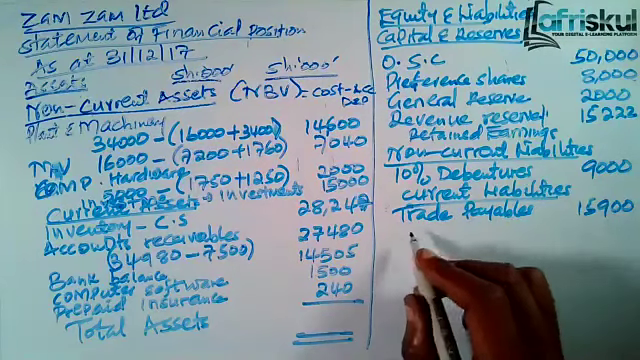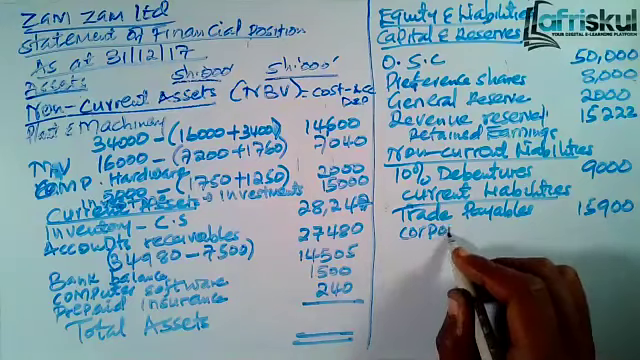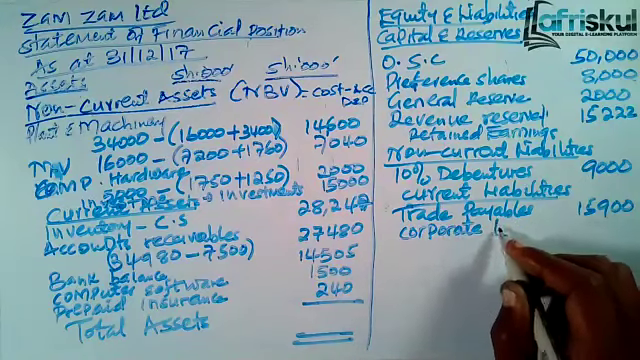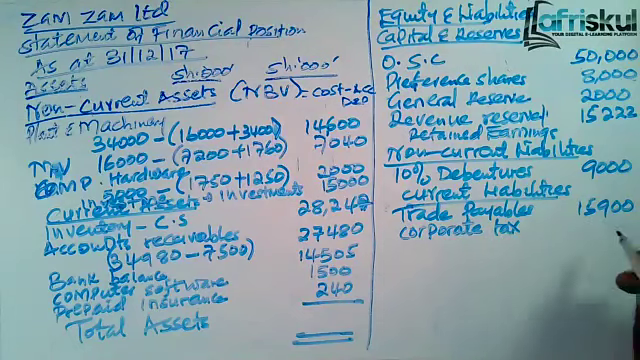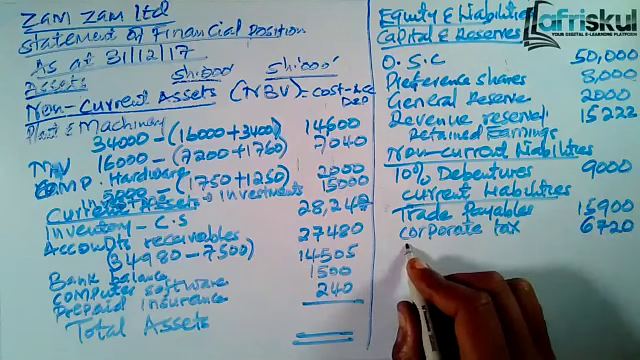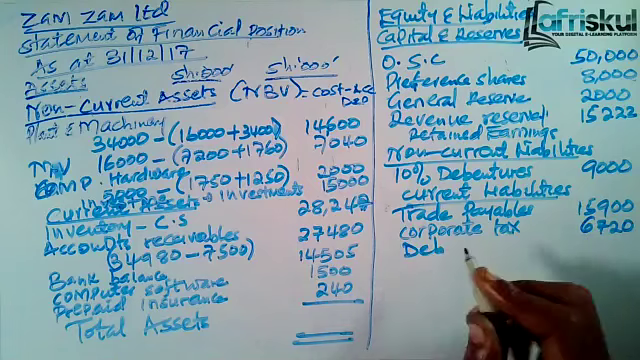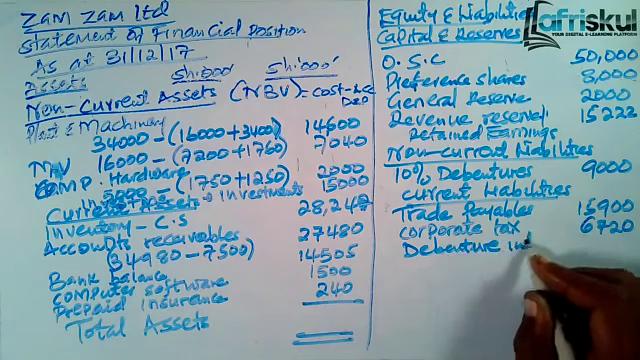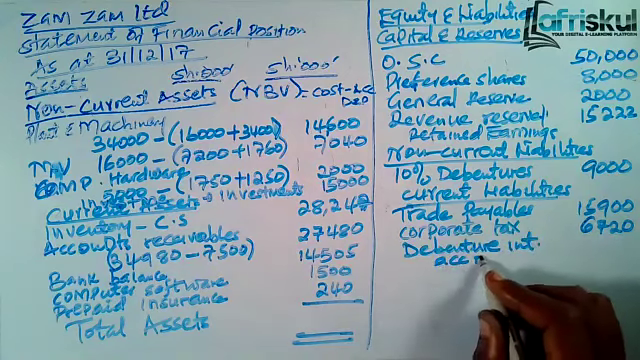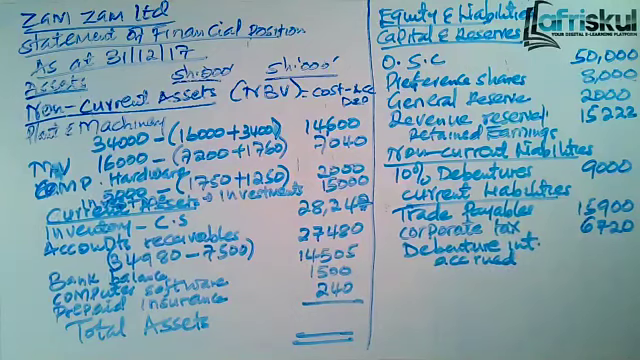Again, we have the corporate tax that is now payable. Remember, in this case it is inclusive of the previous year, and we got 62,720. Then for the debenture interest, as I had explained, there is the debenture interest accrued. The company had already paid the 450, so the rest of the 450 was not paid, so it's still a liability to the company.